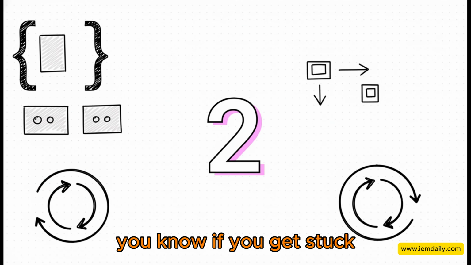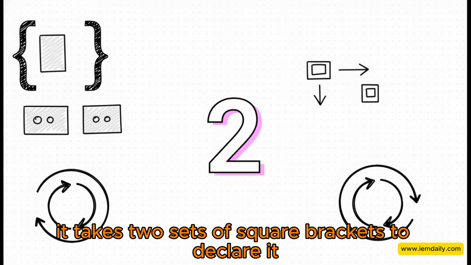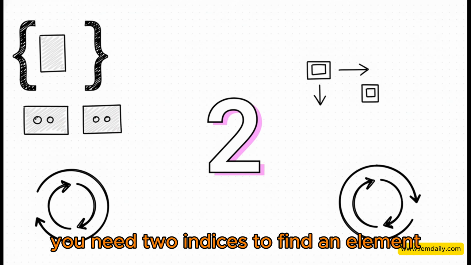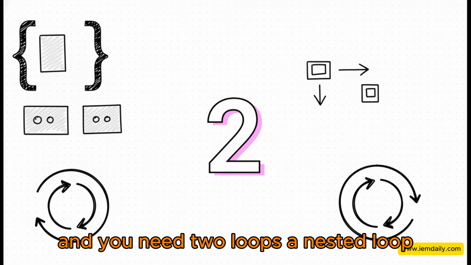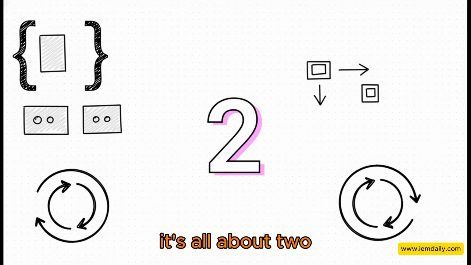You know, if you get stuck, just remember the magic number 2. It takes 2 sets of square brackets to declare it. It takes 2 numbers to set its size. You need 2 indices to find an element. And you need 2 loops, a nested loop, to go through all of it. When it comes to 2D arrays, it's all about 2.